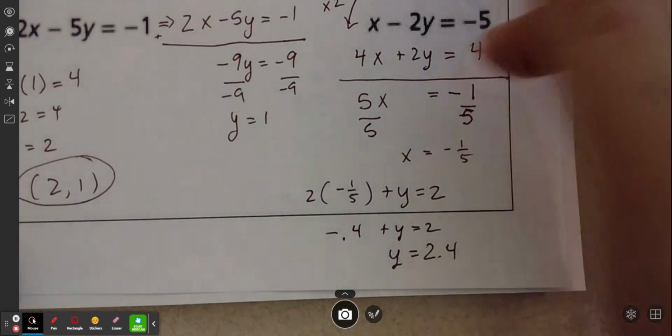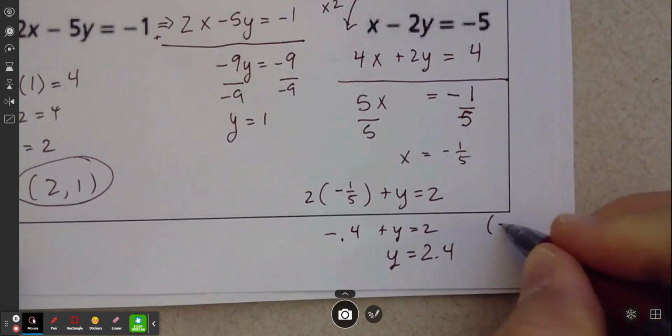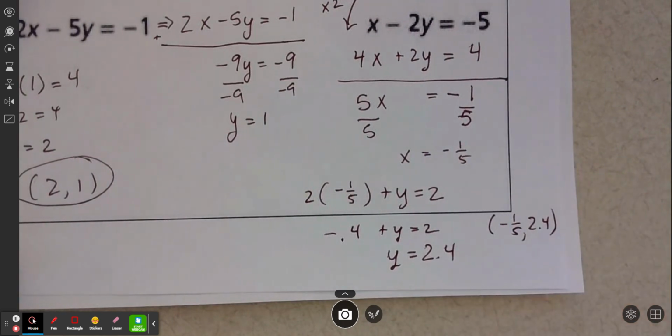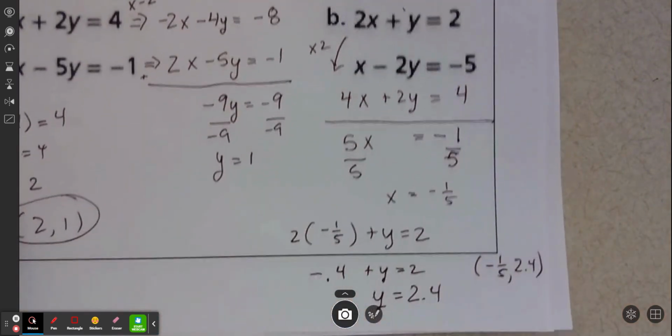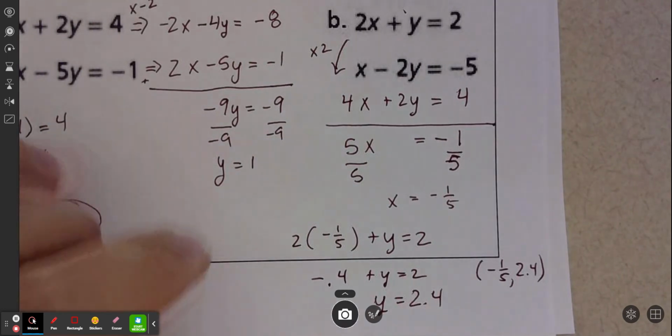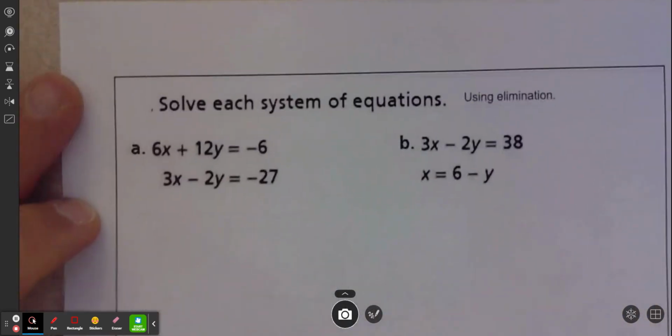So my answer to this one is -1/5, comma 2.4. I don't like that I answered as a decimal and a fraction, but it's not wrong. You could do 0.2, comma 2.4. That's fine too. So again, elimination. And then, how about this next one?